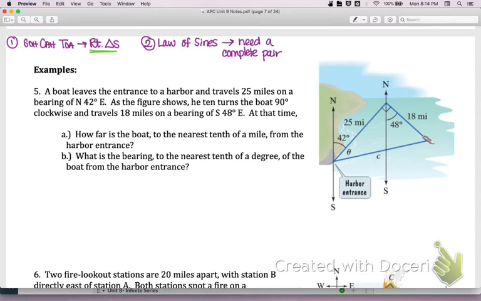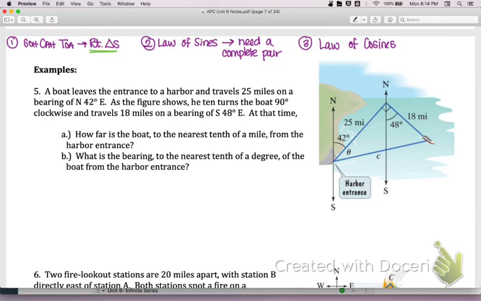And again, in order to use the law of sines, you need a complete pair, meaning you need to know the angle and the opposite side. Side A, angle A, side B, angle B, whatever. But you need a complete pair. If the law of sines doesn't work, then we can remember to use our law of cosines. Remember that you'll only ever have to use the law of cosines one time, then you go back to the law of sines, okay? So let's look at this first example. It says, a boat leaves the entrance to a harbor and travels 25 miles on a bearing of north 42 degrees east.